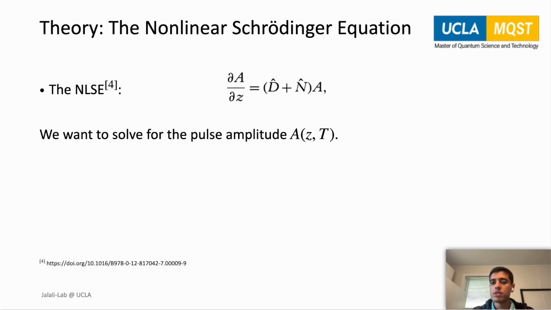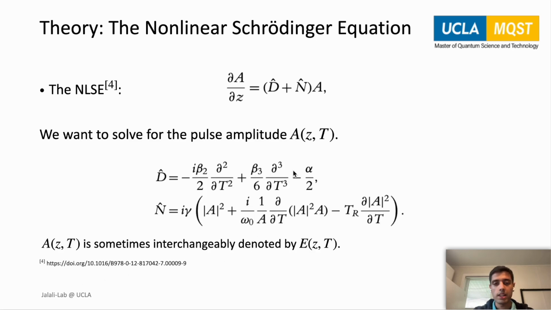So here in front of you, you have the NLSE. Starting right from Maxwell's equations, followed by a list of derivations and approximations, we get to this simple looking equation. We want to solve for the pulse amplitude A, which is a function of position and time. The D and N terms here stand for dispersion and nonlinearity, or self-phase modulation. These two terms depend on various material and pulse parameters, and here are the expressions for D and N. As you can see, these are really complex looking expressions.